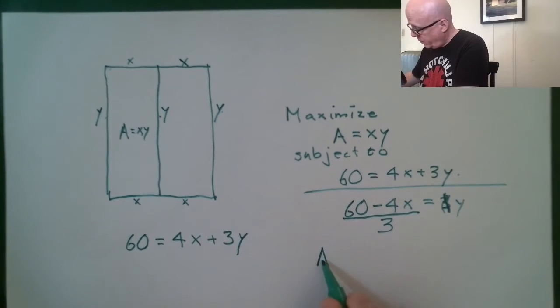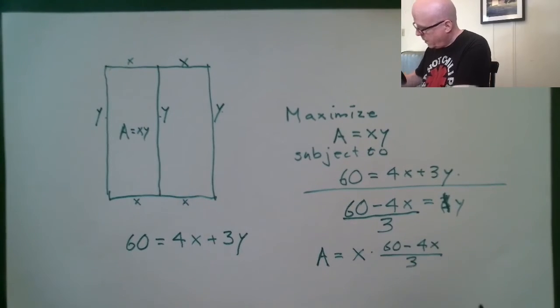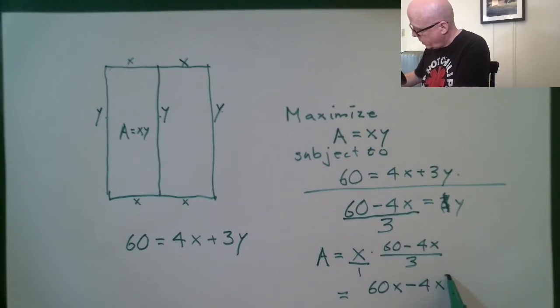That means our area function is x times y, which we just found, which is a fraction. Now, let's go ahead and multiply the x in. If you have something that doesn't look like a fraction multiplied by something that does, just turn the other one into something over 1 so that it looks like a fraction. Then you can multiply tops and bottoms. So you get 60x minus 4x squared over 3.